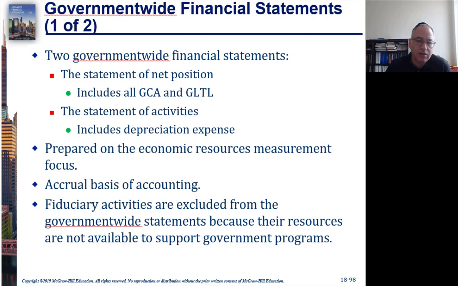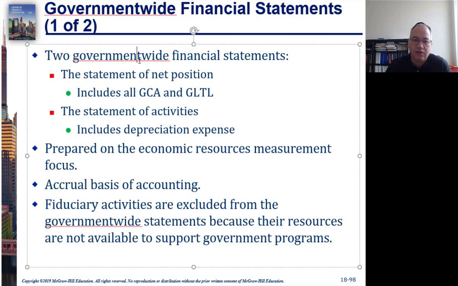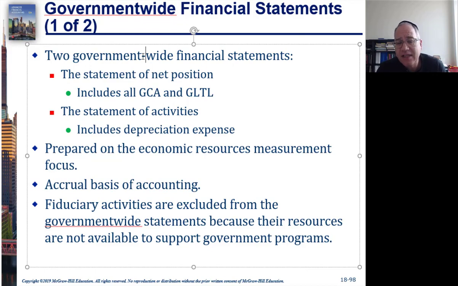So looking at this in a little more detail, there are two government-wide, and I really think there should be a hyphen there, government-wide financial statements. A statement of net position, and this is going to include almost everything from all of the funds, plus your general capital assets and general long-term liabilities from that general ledger account group, and a statement of activities like a P&L, including depreciation. Everything is going to be done using the accrual system, so you're on the economic resources measurement focus.